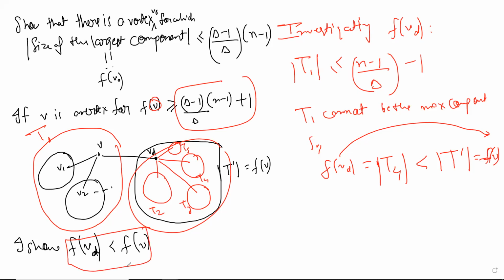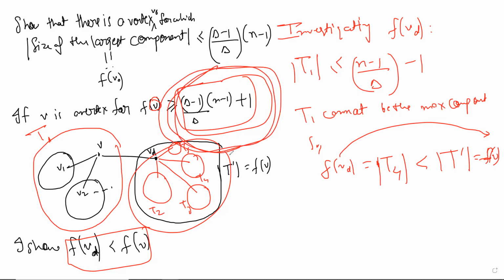So does this finish the proof? Yes, right? Because if you have seen that there is a vertex for which it is bigger than this, then there is another vertex for which it is one less. And if f of VD is still bigger than this, then again you can decrease, and you can keep doing it till it becomes less than this, and then you'll find the vertex for which the largest component is less than what we wanted to prove.